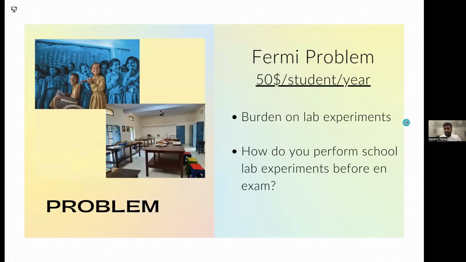We did some Fermi problems related to the problem statement that we were trying to tackle. We were trying to understand how much expenditure the government incurs in India on every student. That turns out to be about $50 per student per year, and this includes everything from books, teacher salaries, infrastructure, syllabus curriculum, and lab infrastructure. This turns out to be a really small number compared to the scale of the problem we are dealing with. So today we'll be focusing on the lab infrastructure problem.